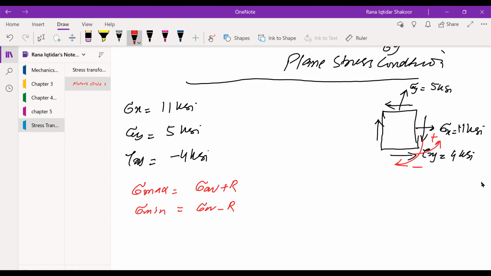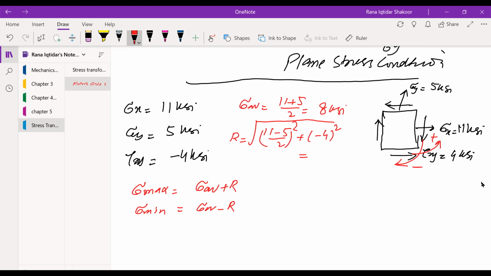So what is sigma average? Sigma average is (11 + 5) divided by 2, which is 8 ksi, right? And what is R? R is the square root of ((sigma x minus sigma y) over 2) squared plus tau xy squared. So it will be ((11 minus 5) divided by 2) squared plus tau xy, which is minus 4, squared. So it will be 5 ksi.